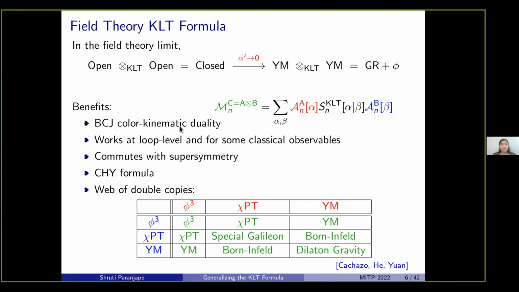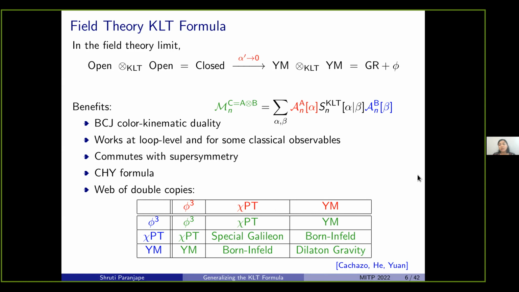And one nice thing about color kinematic duality is that it works beyond tree level, and you can use it to construct loop level integrands. Also, and Callum talked about this a little bit before, it commutes very nicely with supersymmetry. In other words, if I look at this web of double copies that was first found in this paper by CHY, I can dress any of these with any amount of supersymmetry and this still goes through.